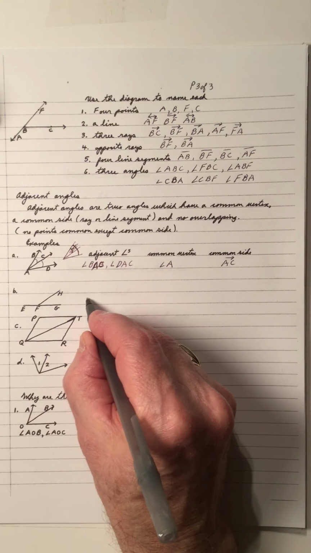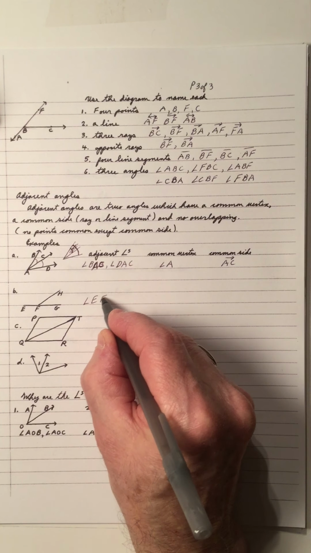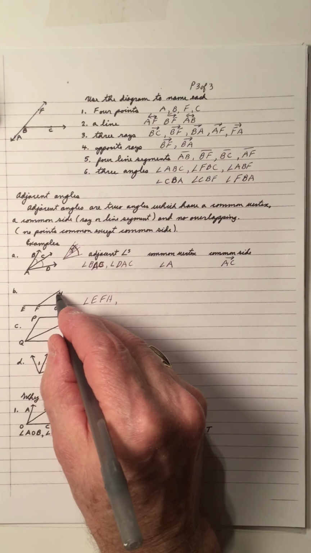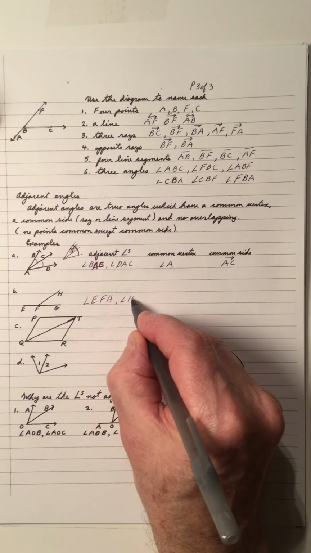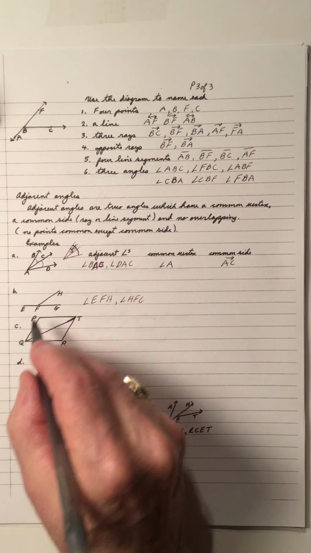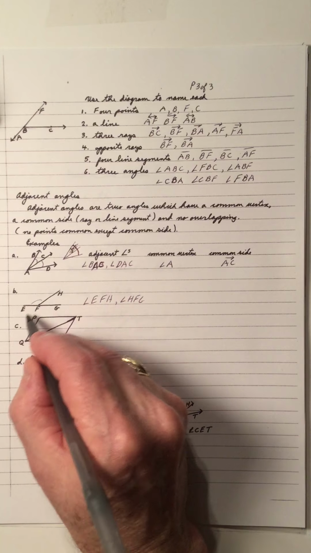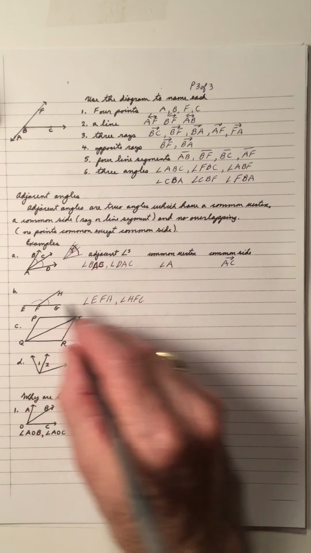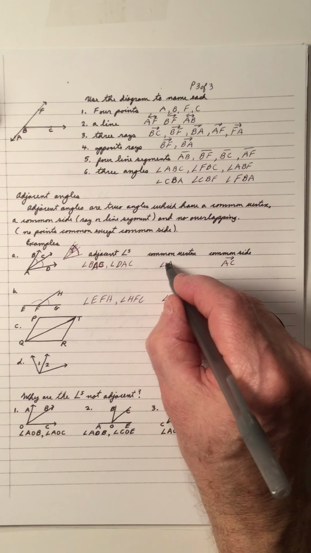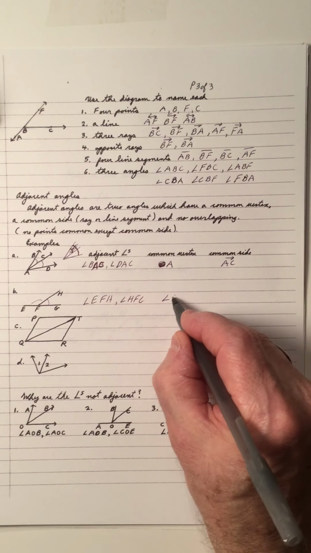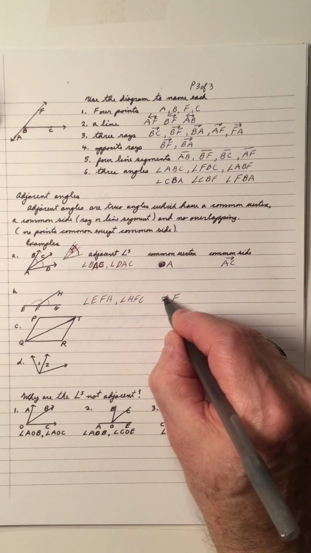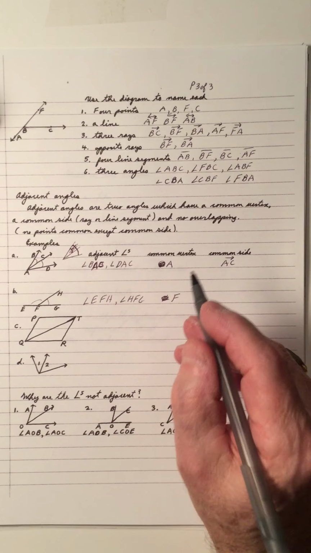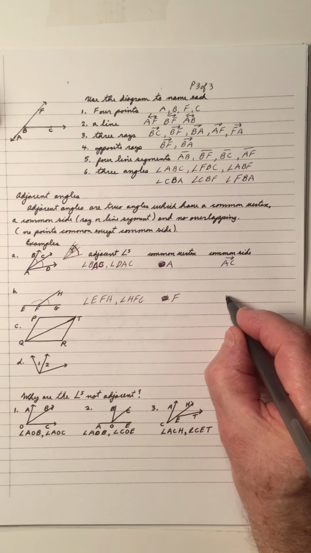Adjacent angles here are angle EFH and HFG. Again, notice EFH is this angle and HFG is this angle, and they have a common vertex called F. The common vertex is F. F is a point. A vertex is a point. The vertex, remember, is a point. The common side is FH.